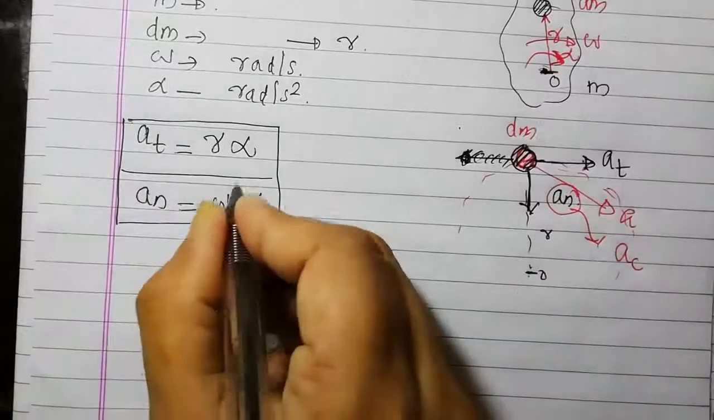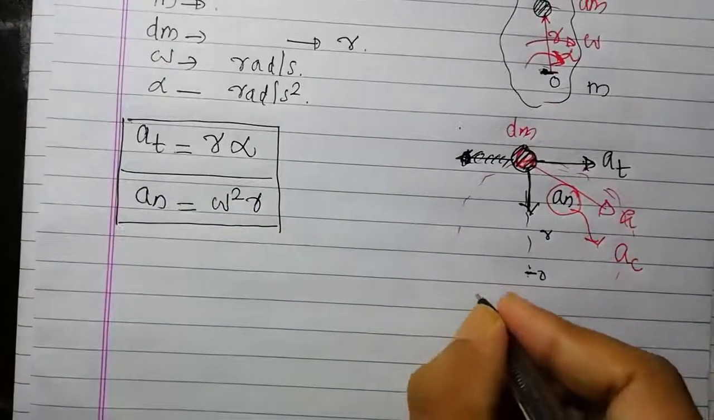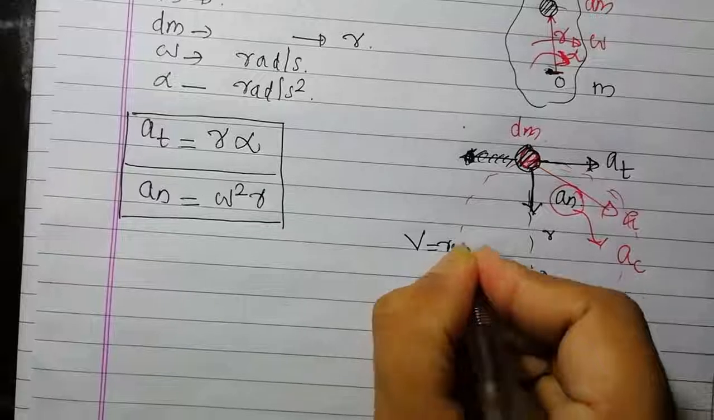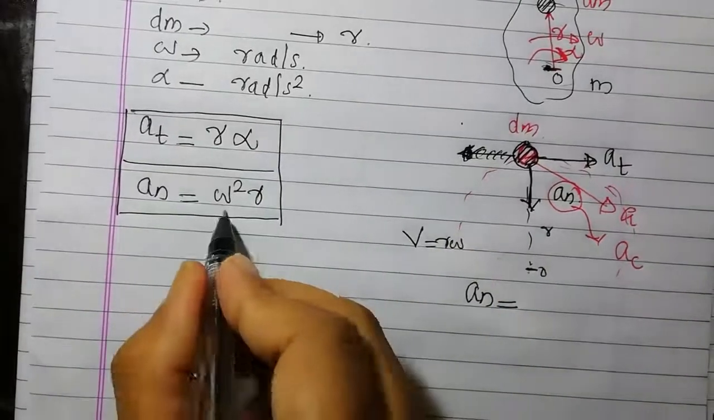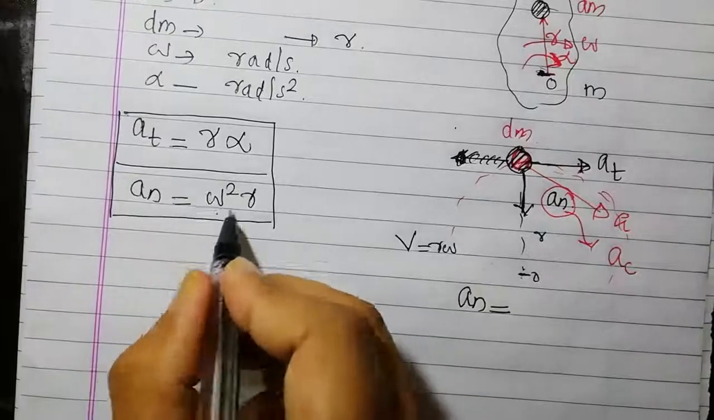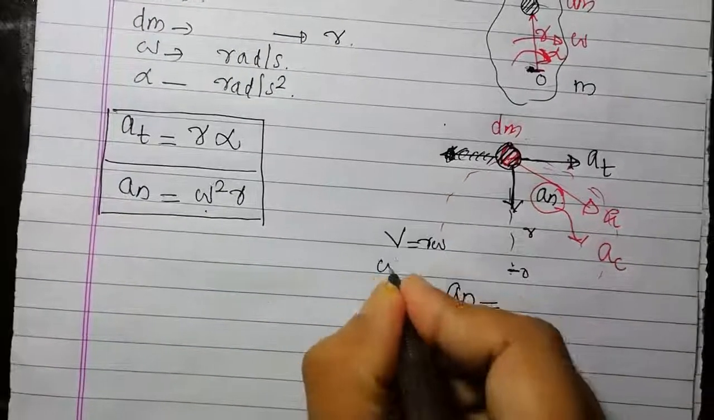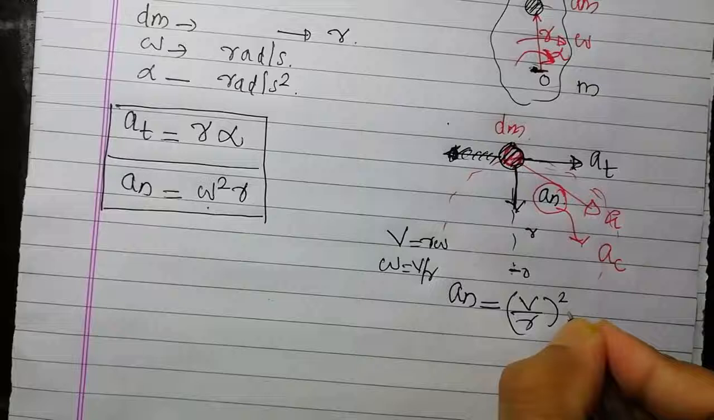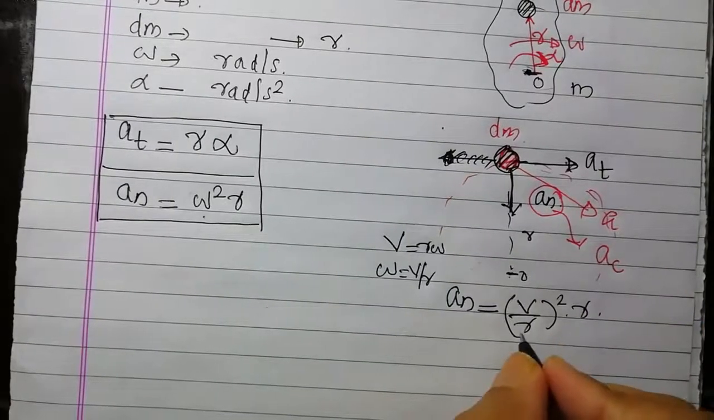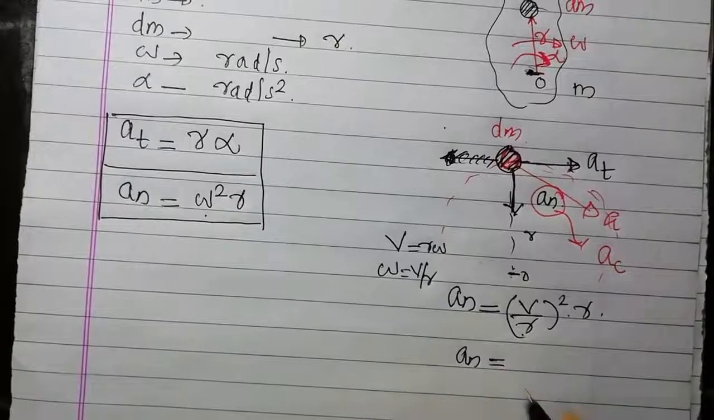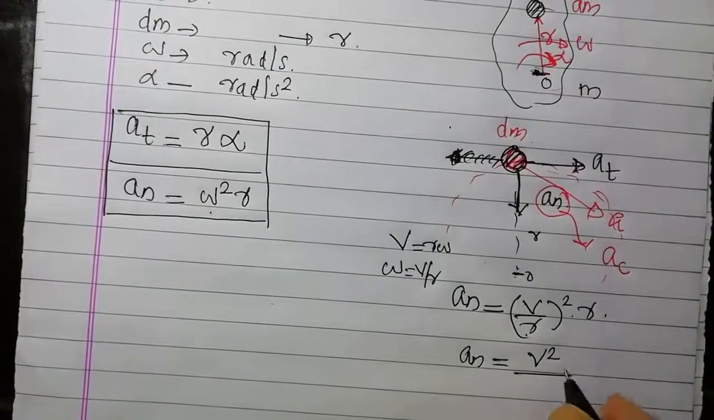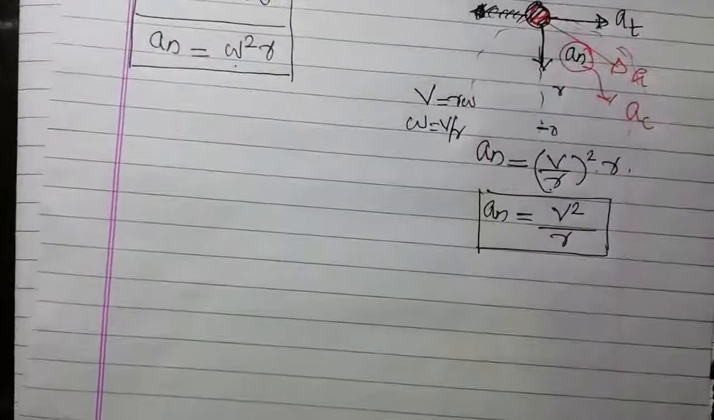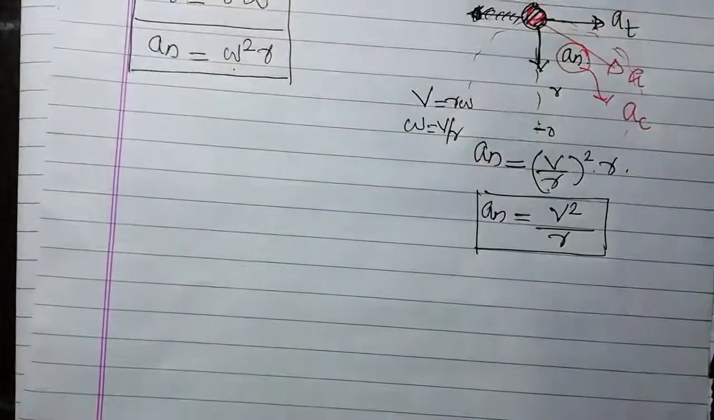Okay, this normal acceleration can also be written in terms of linear velocity. We know that v is equal to r omega. So instead of omega, I can write v by r, so omega is equal to v by r. So normal acceleration is equal to v by r whole square into r. The r cancels, so normal acceleration is equal to v square by r. This is another way of expressing normal acceleration. One equation is r alpha, another one is omega square r.